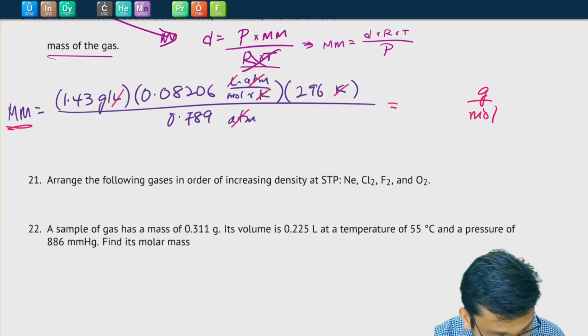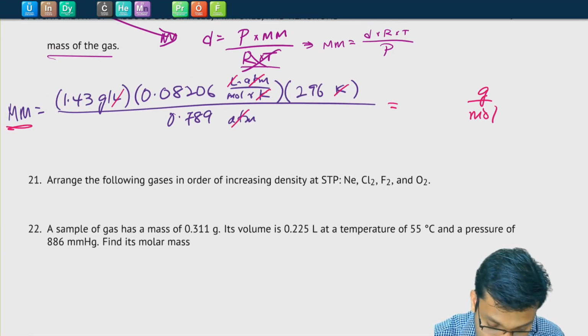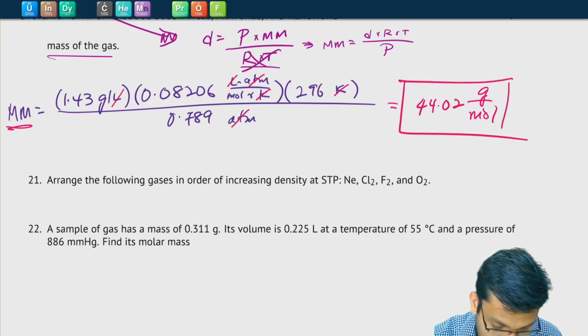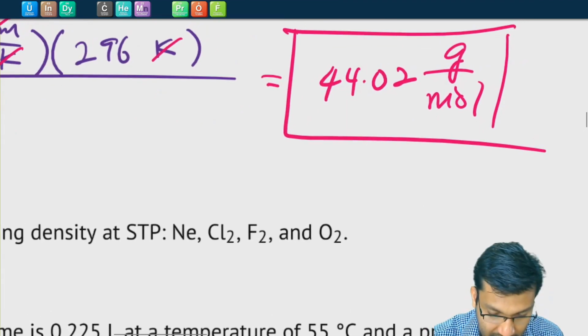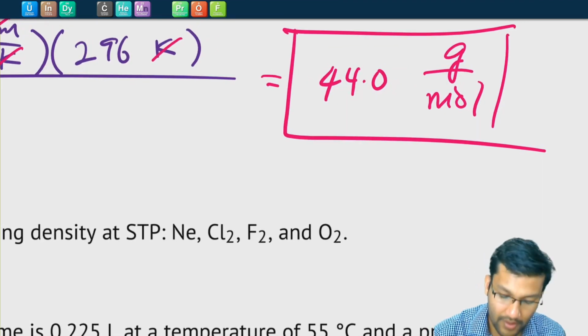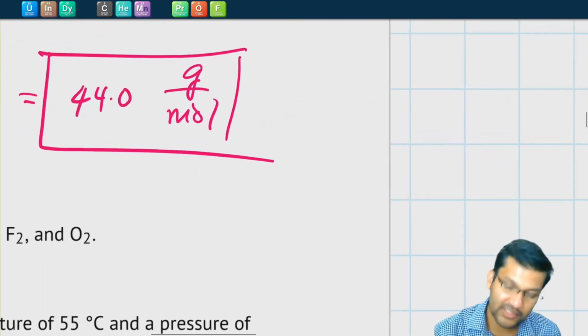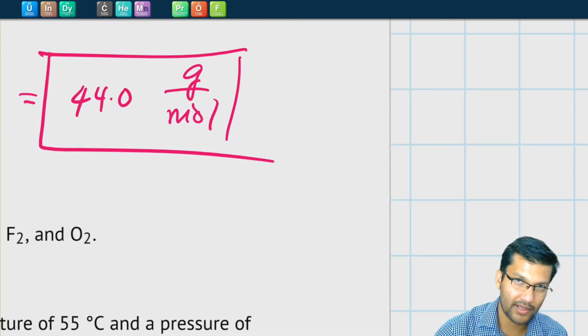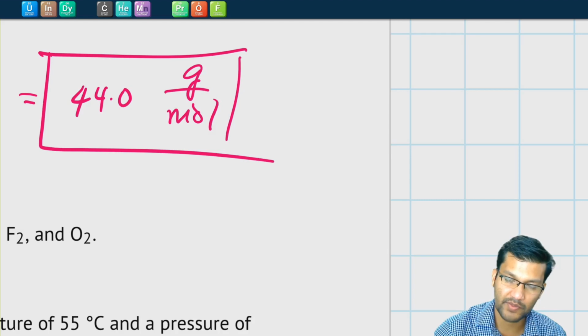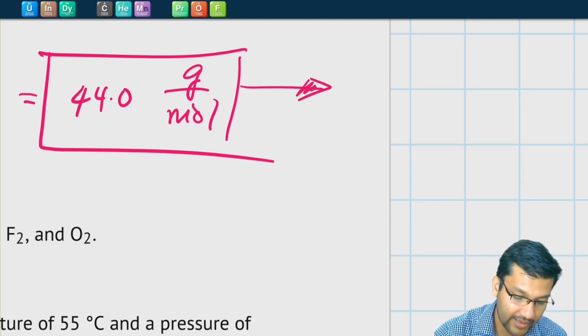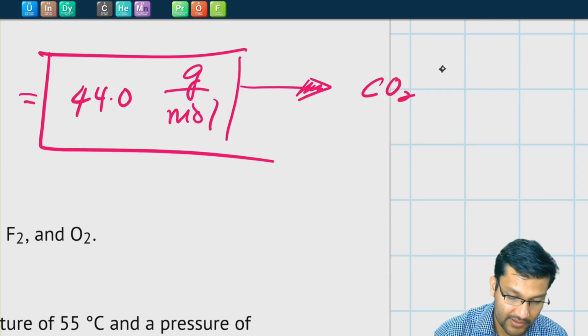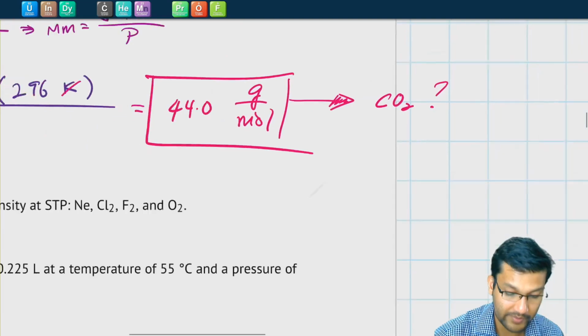Our formula made sense. We're looking for molar mass. Our units that we're left with is grams per mole. So I run all of this in my calculator and I get 44.02 grams per mole, or really 44.0 to 3 sig figs. Now, we've been working with a few gases so far in the semester. Which gas that we've worked with has a molar mass of 44.0 grams per mole? If you're thinking carbon dioxide, you're right. So this gas, we don't know for sure, but based off the molar mass, it's probably carbon dioxide.